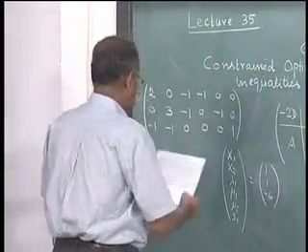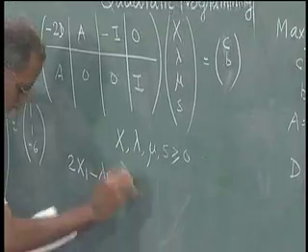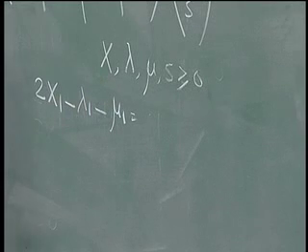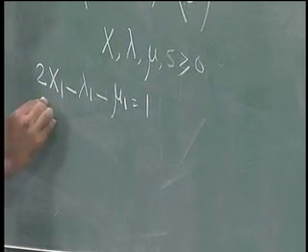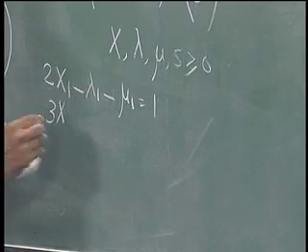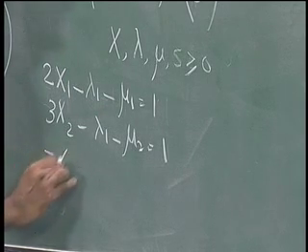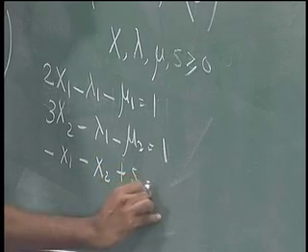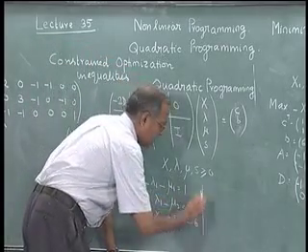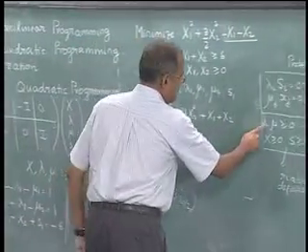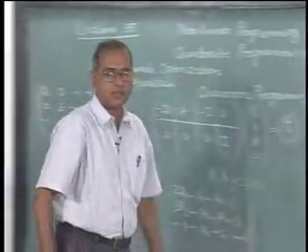So now when we expand this, we would get 2x1 minus lambda 1 minus mu 1 is equal to, so mu 1 is equal to 1, and we have 3x2 minus lambda 1 minus mu 2 equal to 1, and then we have minus x1 minus x2 plus s1 equal to minus 6. So this is what we have here, and we need to solve this set of 3 equations subject to the condition that lambda, mu, x, s are greater than or equal to 0 and lambda_i s_i equal to mu_j x_j equal to 0.